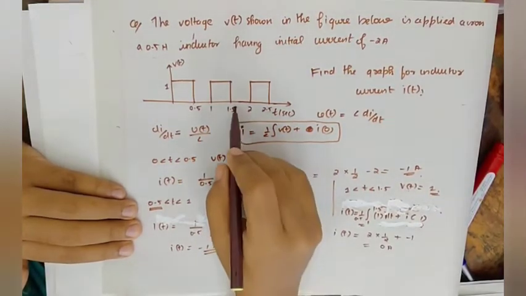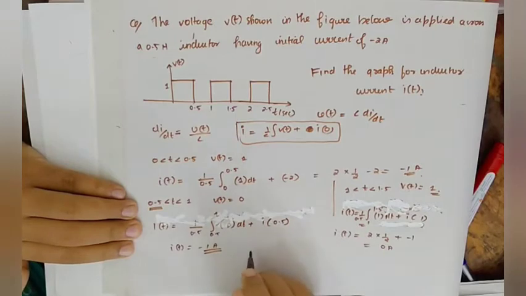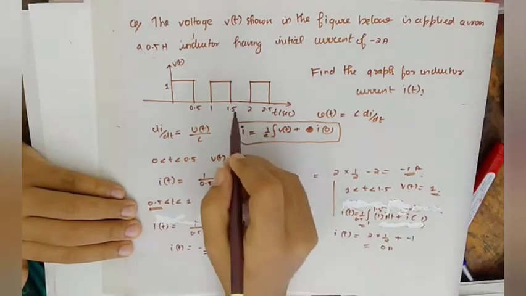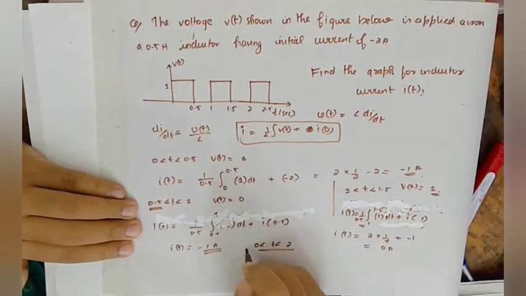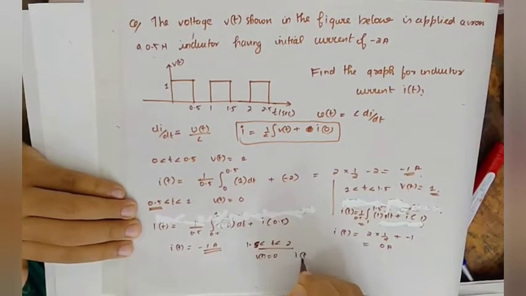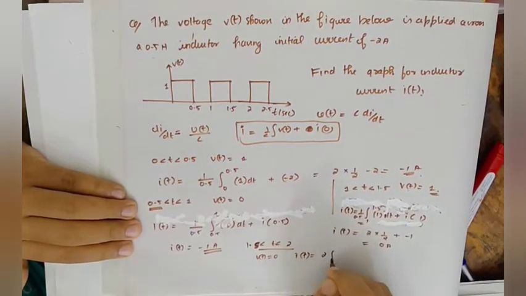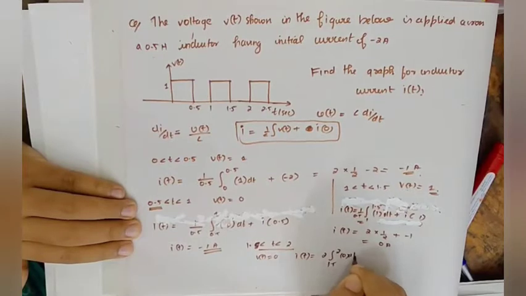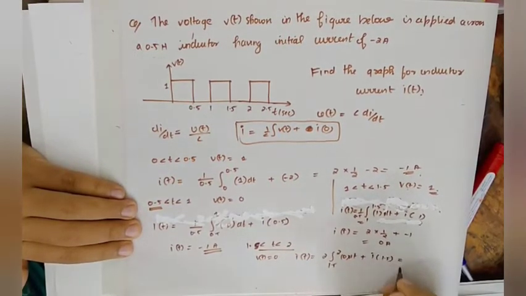And again lastly, for 1.5 less than t less than 2, V of t is equal to 0, and I of t is equal to 2 into integral 1.5 to 2 of 0 dt plus I of 1.5, which is 0 itself.